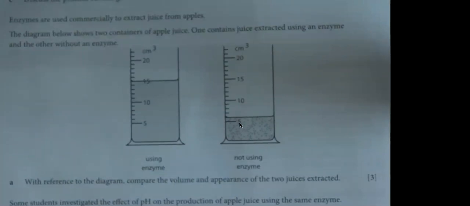The juice which is extracted using the enzyme has the volume of 15 centimeter cube, and it is less cloudy, and the one which is extracted without using the enzyme is less in quantity, 6 centimeter cube, and it is cloudy also. Cloudy also. So the reason is why? Which enzyme and why? The pectinase has not broken down the pectin. Very good. Yes, the pectin was not broken down.